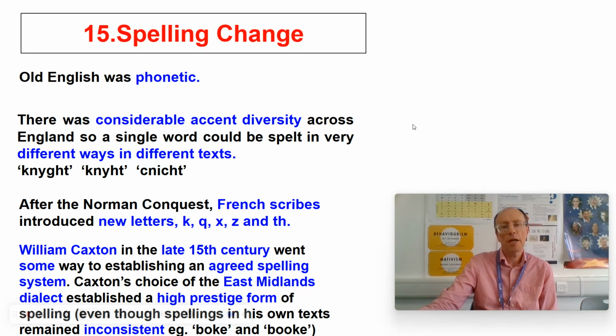So there's nothing special about Standard English. It's linguistically no superior, say, to Geordie, but it's got status and prestige. It's a dialect with status. And so he starts spelling things in a reasonably consistent way, although even William Caxton, when you're reading his books, there is inconsistency in there. So one minute he's spelling book B-O-K-E, and the next minute he's going B-O-O-K-E.